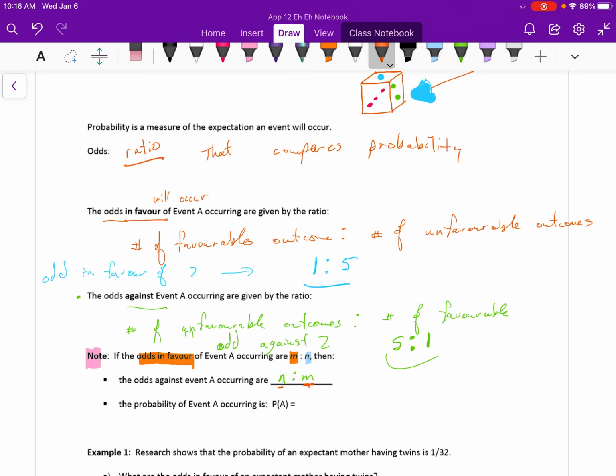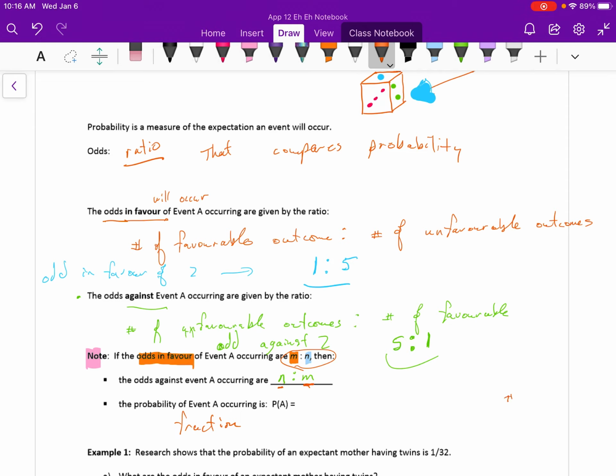Last but not least, the probability of event A occurring, P of A. Now I'm going to put this as a fraction. So what am I doing? I am going to express the probability of event A occurring given the odds in favor of it.